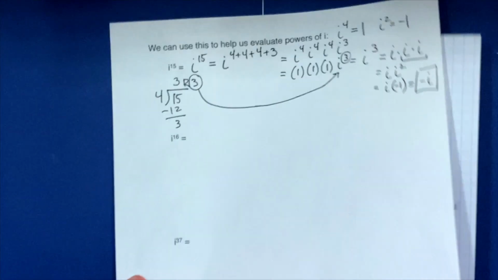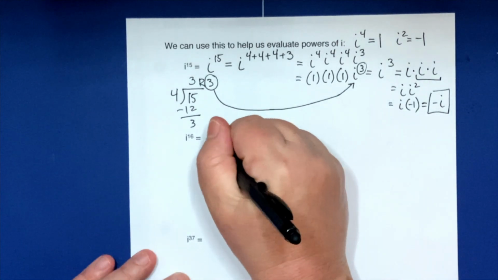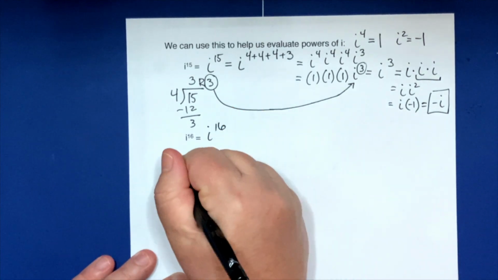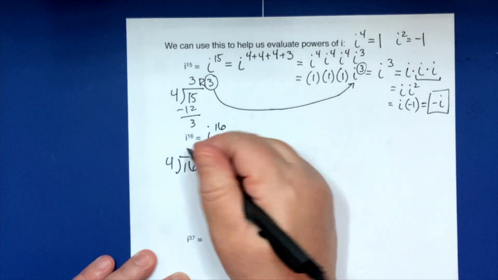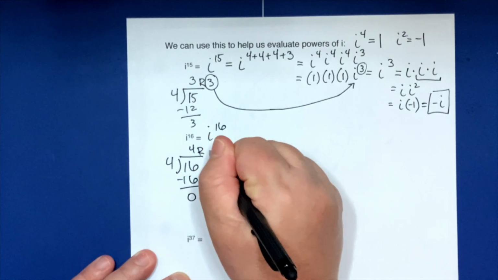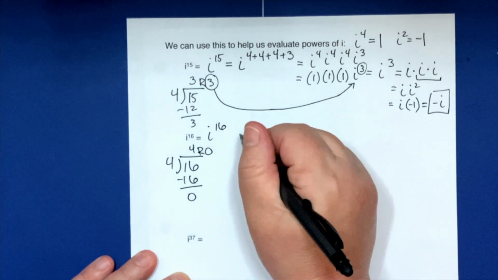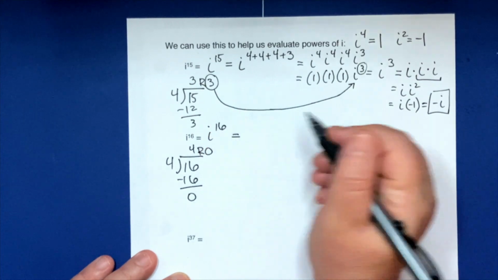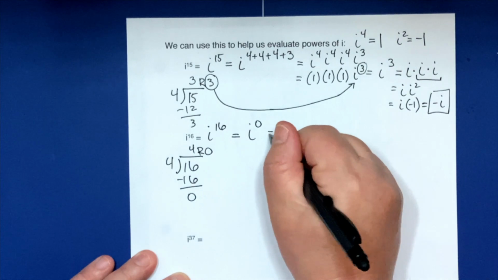Okay, so let's simplify. I to the 16th. 4 into 16 goes 4 times. It goes evenly, so my remainder is 0. So that means that I to the 16th is equal to I to the 0th, which is 1.